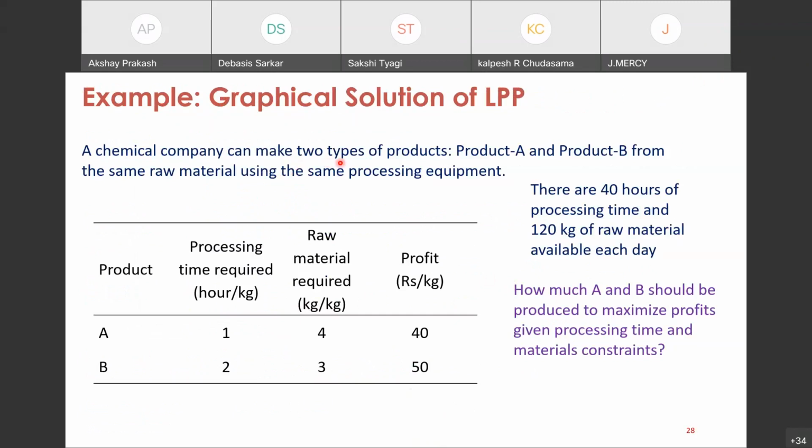So a chemical company makes two types of products, product A and product B, from the same raw material using the same processing equipment. The processing time required for product A is 1 hour per kg. For product B, it is 2 hours per kg. The raw material required for product A is 4 kg per kg of product, and that for B is 3 kg per kg.